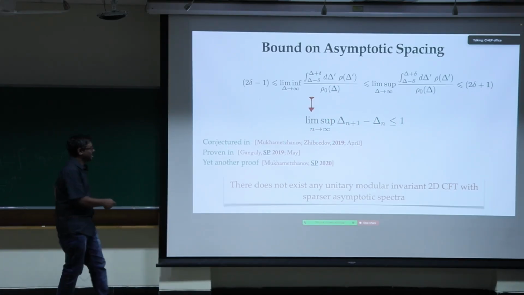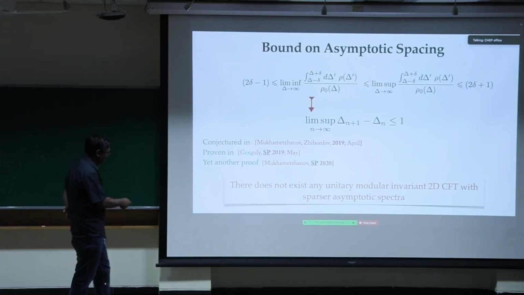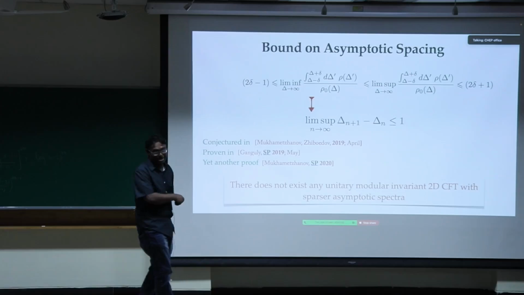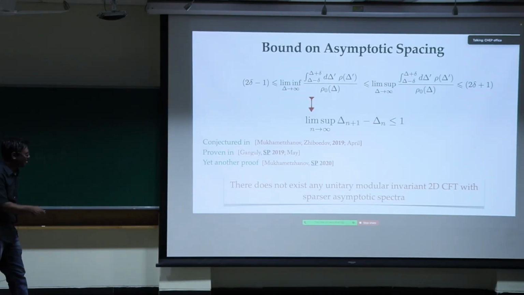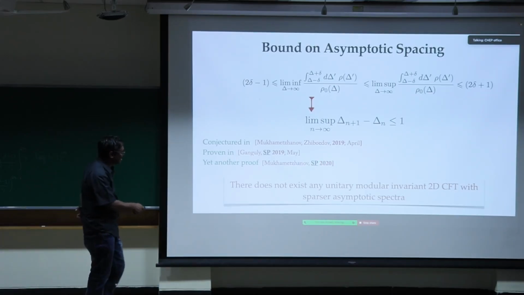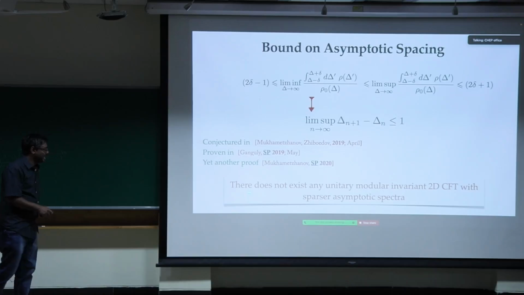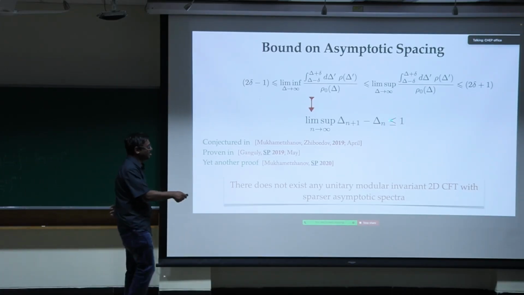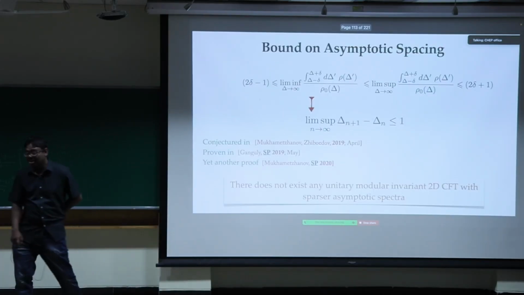This was first conjectured in a paper by Bauer and Shasha Jibayadov, and then we proved it with my friend Ganguly, who is actually an electrical engineer. And yet another proof came from another paper written by me and Bauer the next year. It basically shows that there doesn't exist any unitary modular invariant 2D CFT with sparser asymptotic spectra than this.